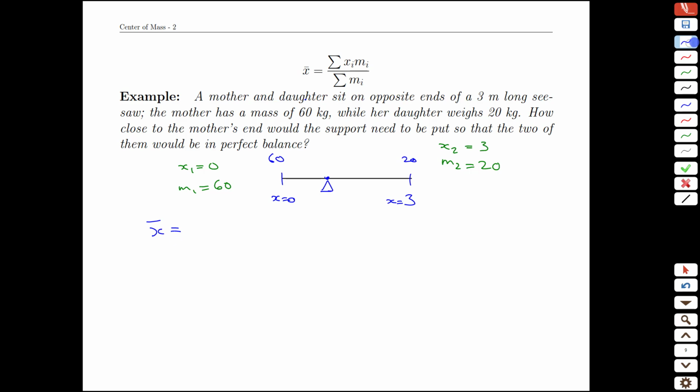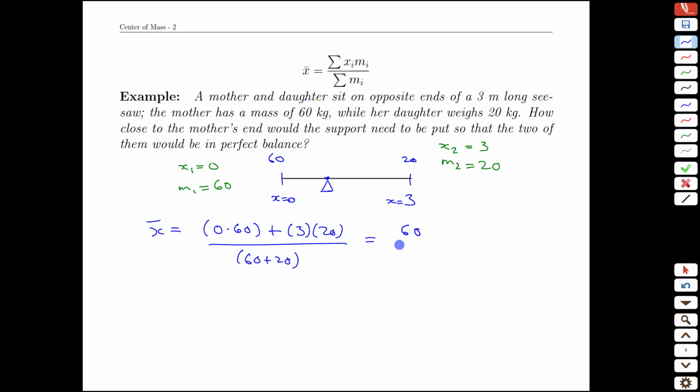Filling in the blanks for our center of mass calculation then, we want the sum of the x times the masses, so 0 times 60, plus 3 times 20. And all of that over the total mass, 60 and 20, added together. Now it might feel that somehow the mother's mass is not being considered in this because the 0 multiplier is there, but because she also appears in the denominator in the calculations, that's going to have a net effect on the center of mass, and we'll see how that plays out.